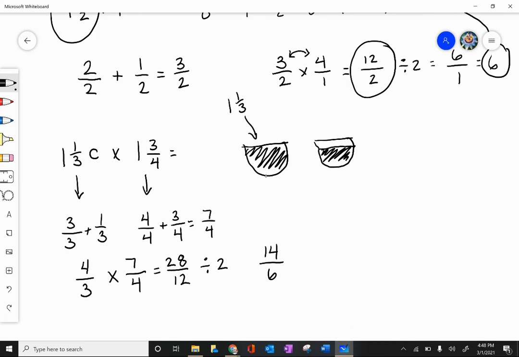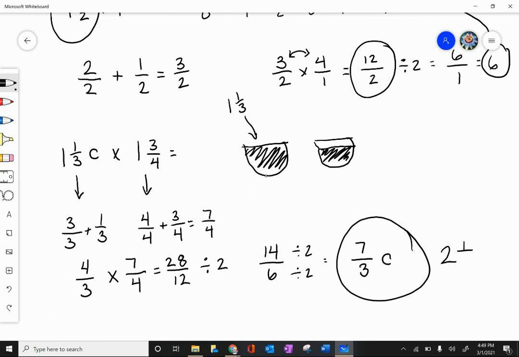Well, they're both even again, so I can divide both numbers by 2. So 7/3 cups. So going back to the question, how many cups did I eat if I ate 1 3/4 servings of cereal, that each serving was 1 1/3? Well, I ate 7/3 cups, or if I put it back into a mixed number form, it would be 2 whole cups, and 1/3 of a cup.